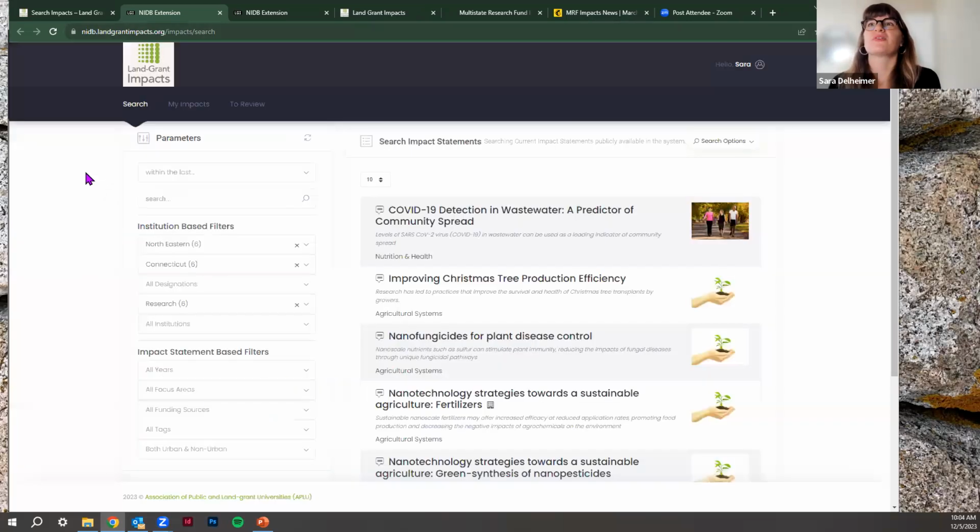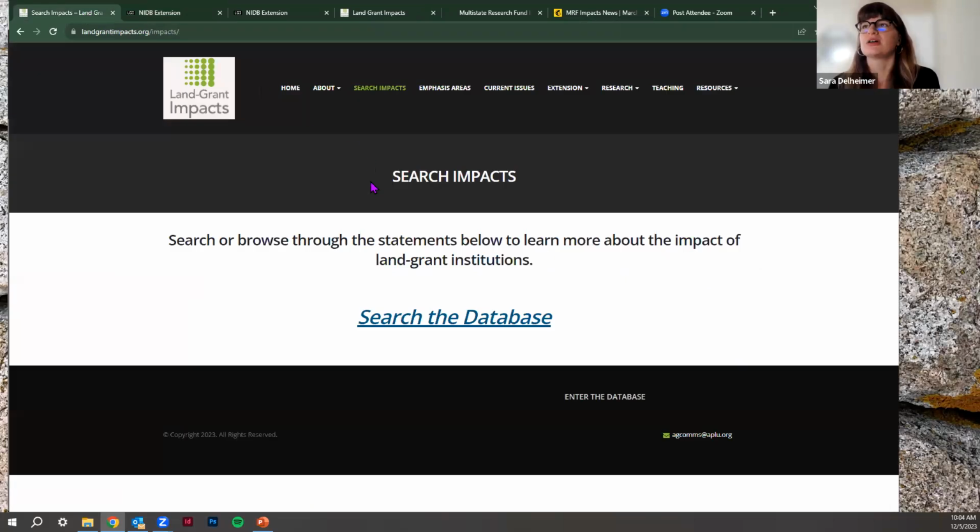Let's see what else to show you. In addition to the impact statements that are actually in the database, there are some prepared materials available on the website.